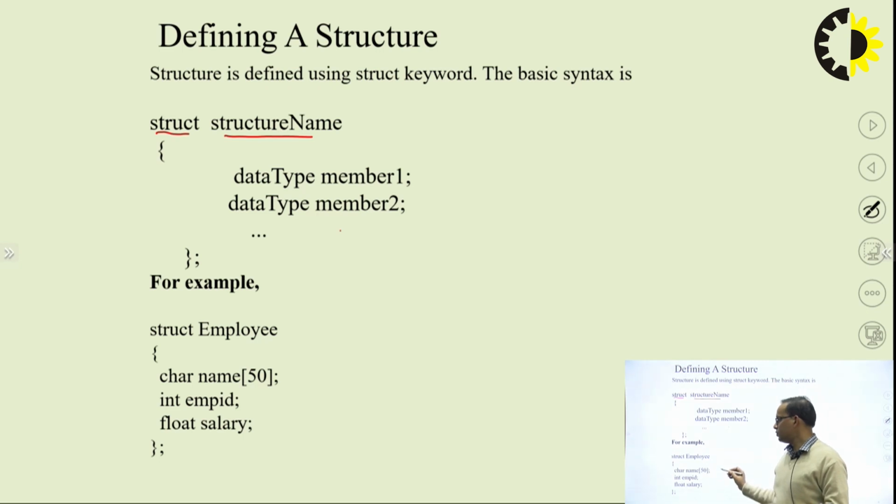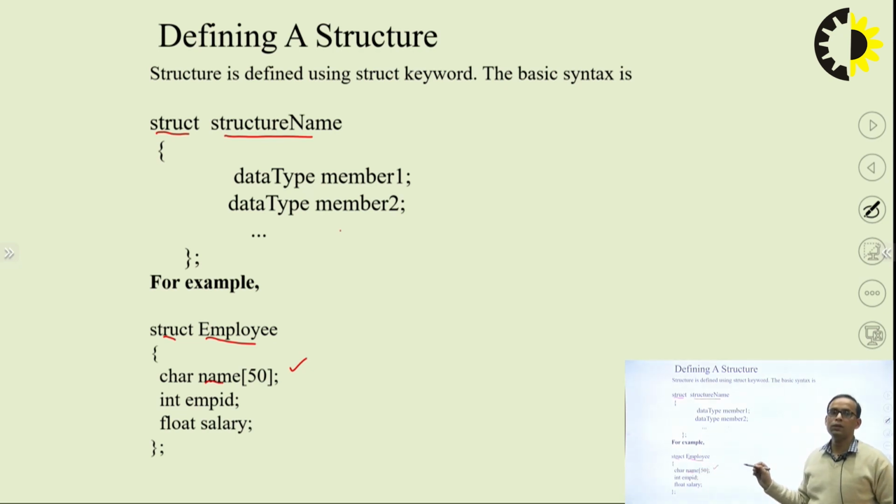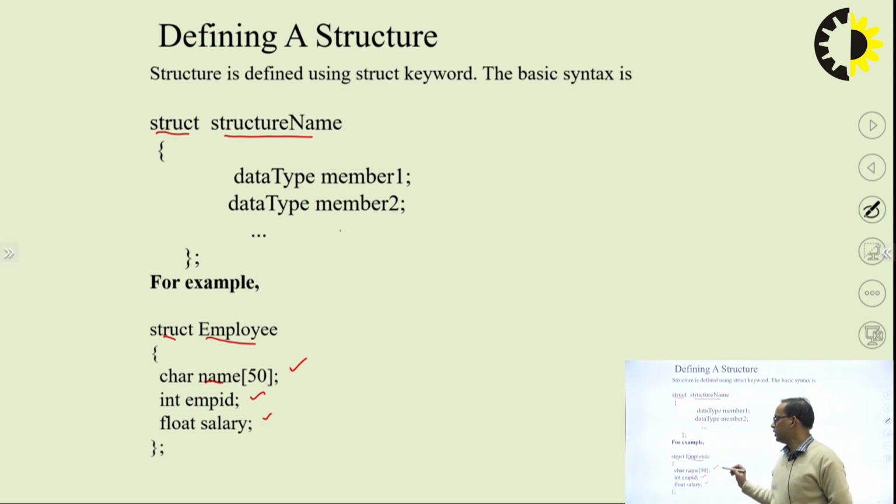For example, suppose we have to declare a structure employee. So this is the structure name and this is the struct keyword, and here we are declaring 3 members. Name is a character array, and 50 means the size of the array. It means there may be a maximum of 50 characters inside the array. This is the employee ID, the second attribute, and this is the third attribute, or you can say the third member of the structure. So in this way, we simply define or declare a structure with the help of the struct keyword.